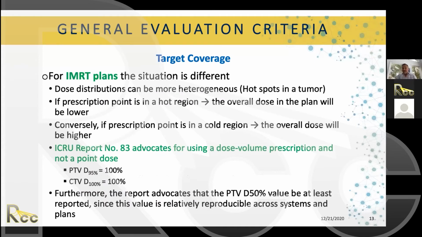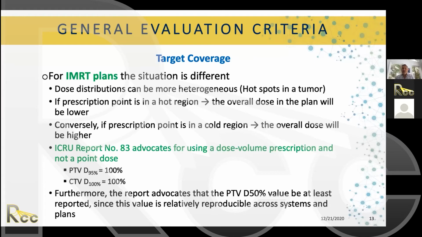For IMRT plans, the situation is a little different, because now your dose distribution can be more heterogeneous. Since we're using intensity modulation, it's very normal that you're going to find hot spots within the tumor, and hot areas and cold areas. So if you decide to prescribe the dose to a point in a hot region, the overall dose in the plan will be lower. Conversely, if the prescription point is in a cold region, the overall dose will be higher. So the idea of prescribing to a point doesn't work anymore for IMRT.